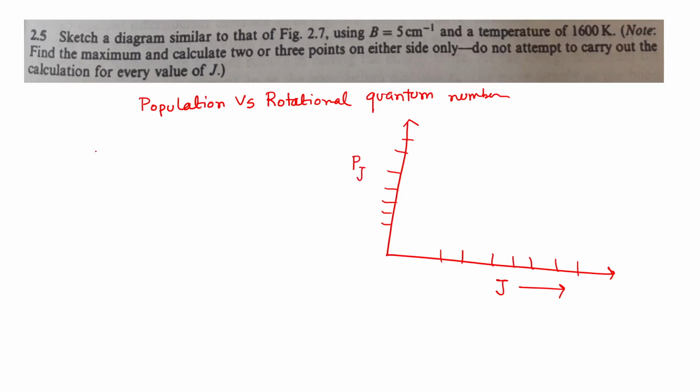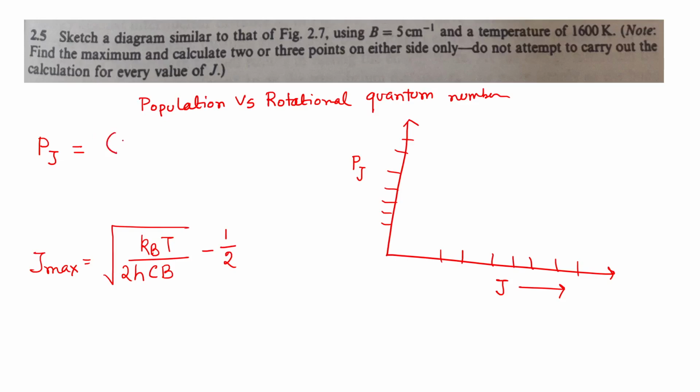Now see what they have said. Note: find the maximum and calculate 2 or 3 points on either side. Do not attempt to carry out the calculation for every value of J. So they have said to find the maximum. Do you remember the formula of maximum? Root of J max is equal to root of kT by 2hcB, minus half. Very good.